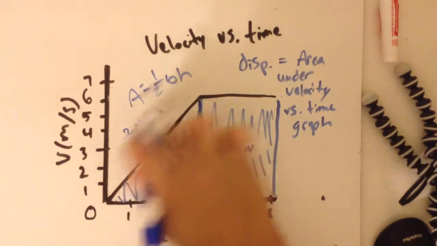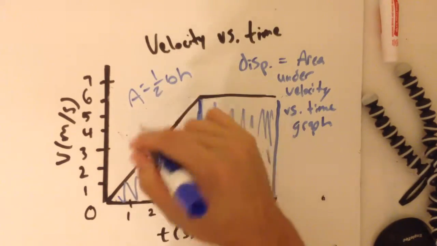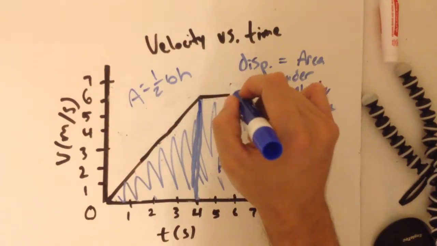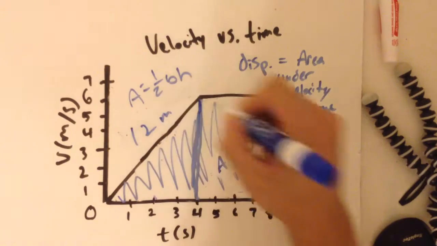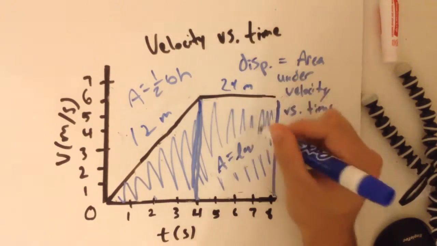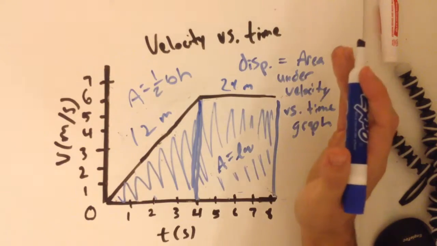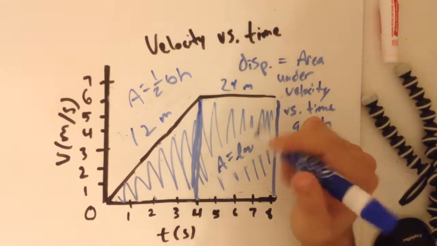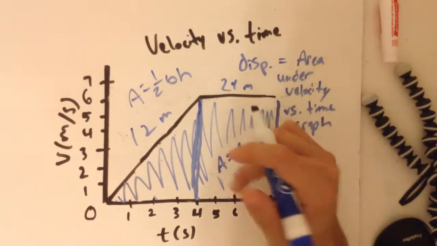No. Remember, you have to divide by 2, right? It's 1/2 base times height, so it's going to be 12 meters for the triangle, and you're going to get 24 meters for the rectangle, and you can work out the math yourself. In this problem, I'm not asking you to show your work, so it'll only be worth 1 point.